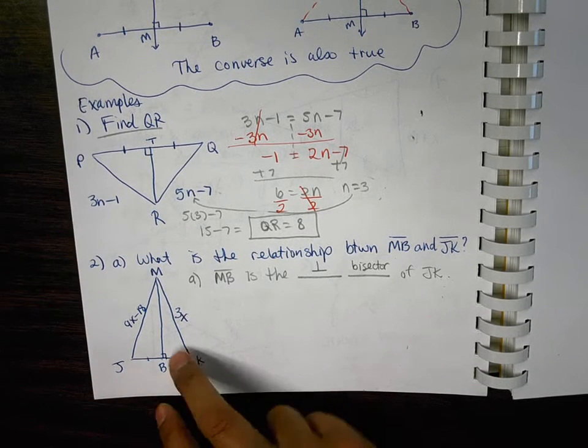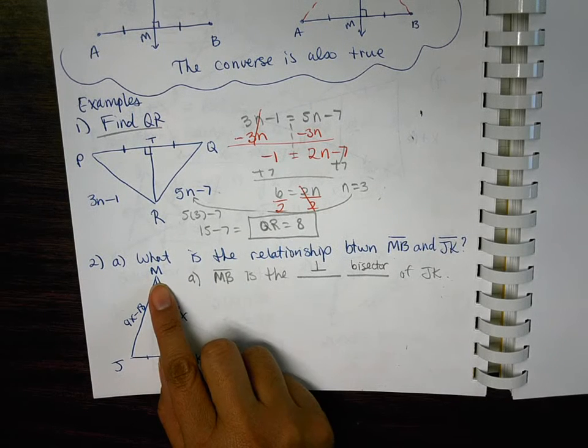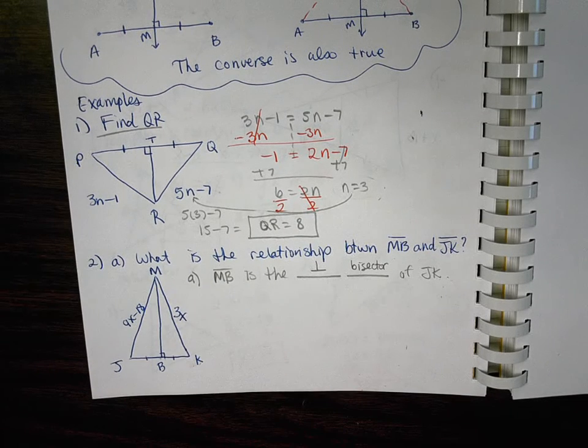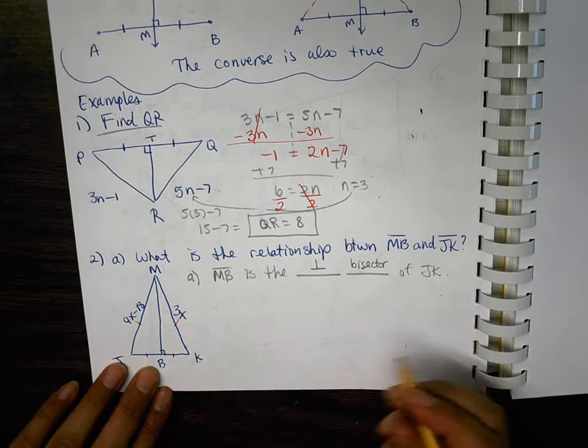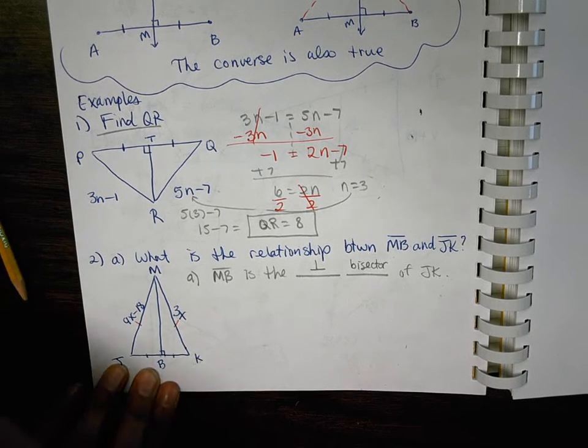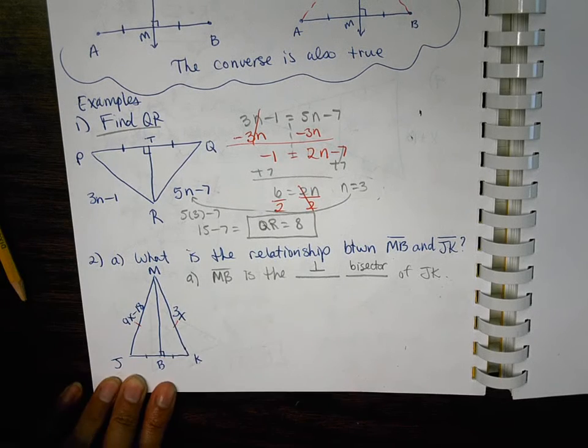Do all perpendicular bisectors go through the vertex? No. Only when the triangle is what? Which means that those two are congruent. Yes? Okay, so question B. Thank you very much for catching that.